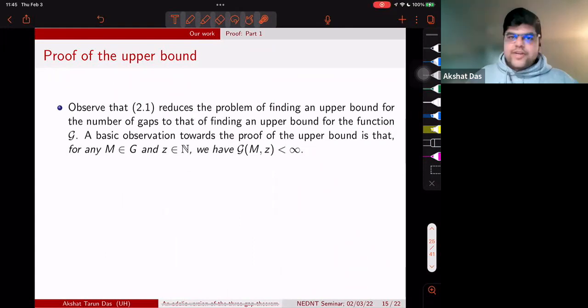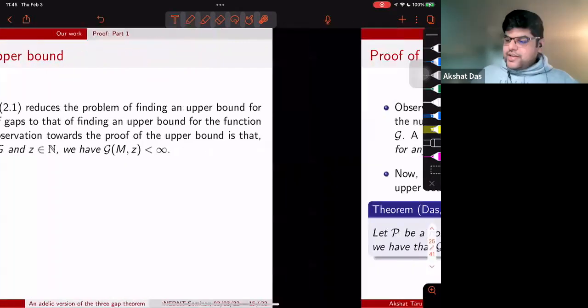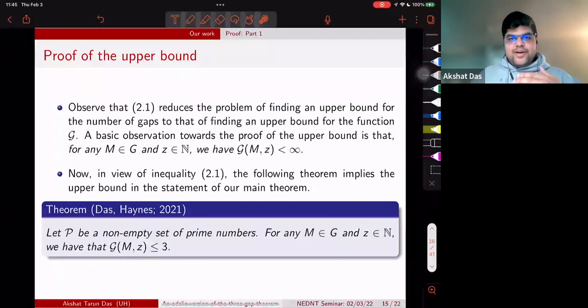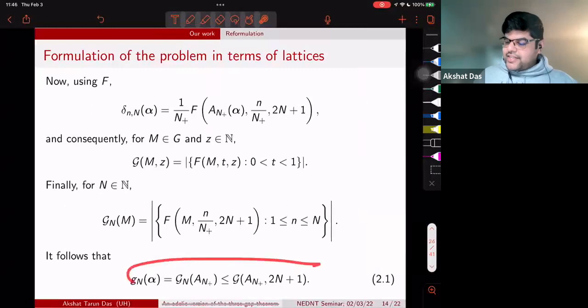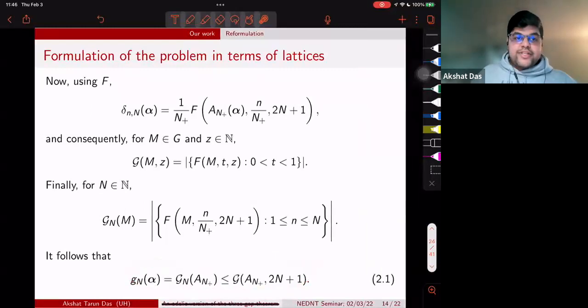Another important thing that we prove as a next step is that this function script G is always finite. So for any choice of lattice M, this function will always be finite. Here is the main theorem that we prove, and this helps us prove the main result that we were looking for. For any choice of prime numbers p and for any lattice M, the upper bound for the script G function is less than or equal to 3. So this is a much more generalized thing that we are proving.